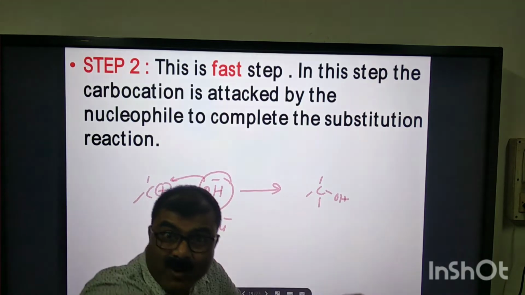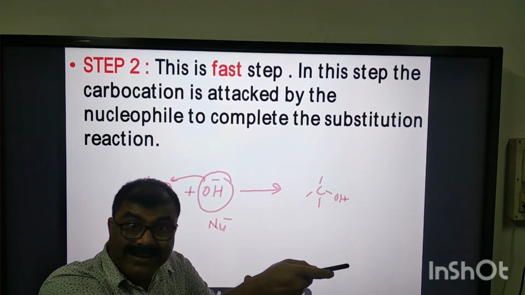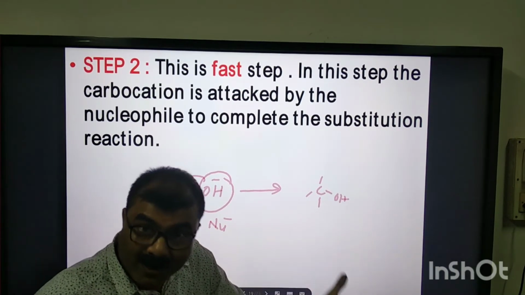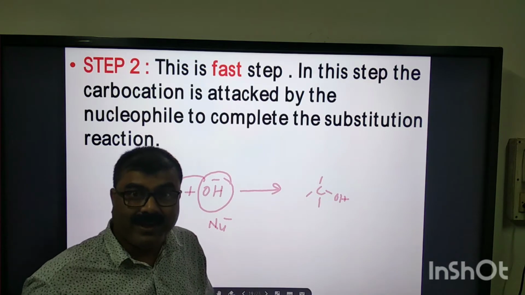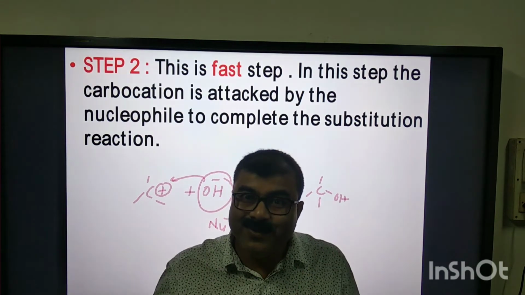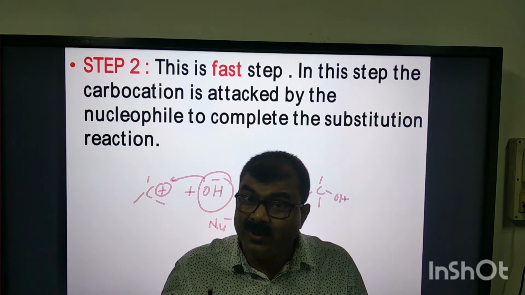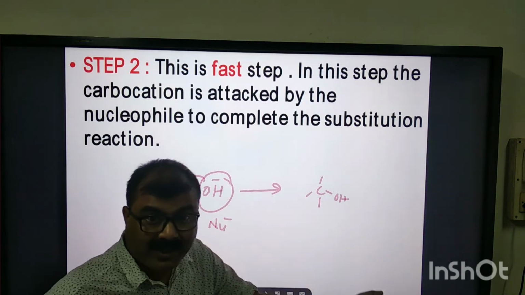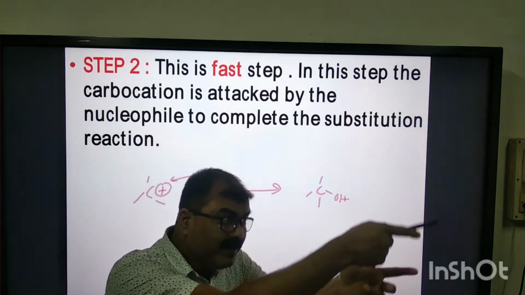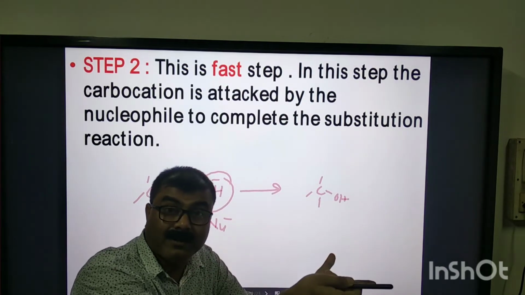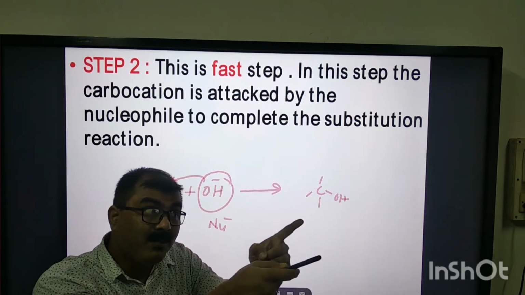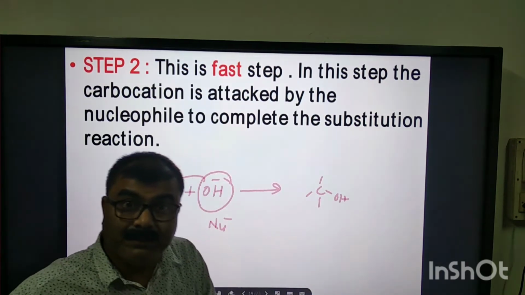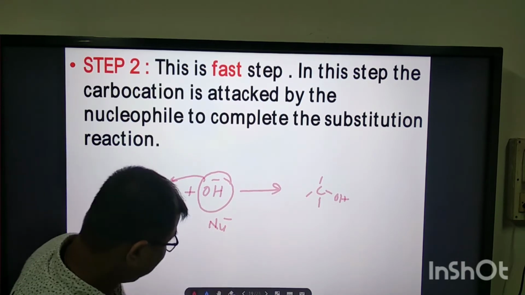As soon as the carbocation forms, the nucleophile will attack to form the product. What I mean to say is, the rate of the SN1 reaction depends only on the slow step where the carbocation is formed, not on the fast step. If the carbocation does not form, the nucleophile is just waiting to attack. As soon as the carbocation forms, only then can it attack. That is why the rate depends on the slow step. Done? Yes.